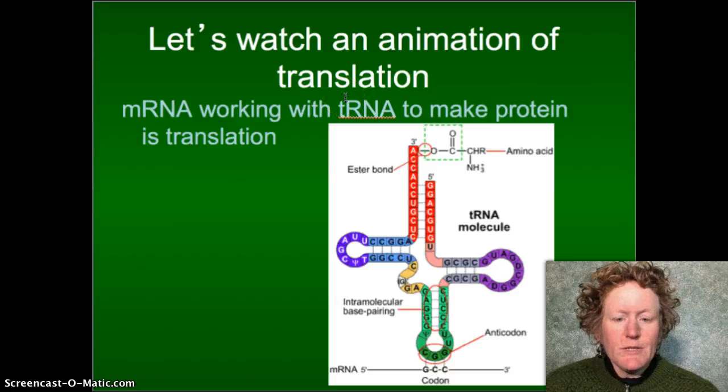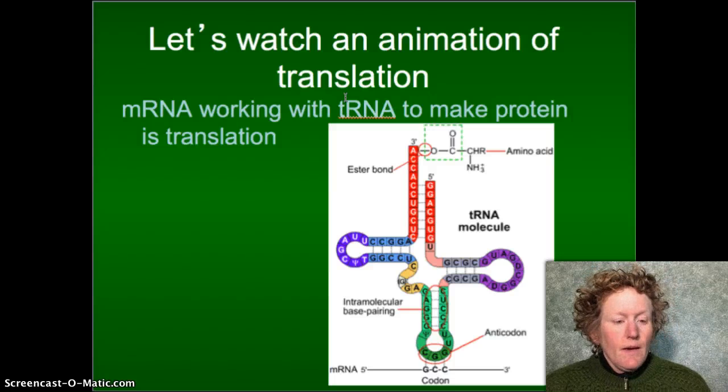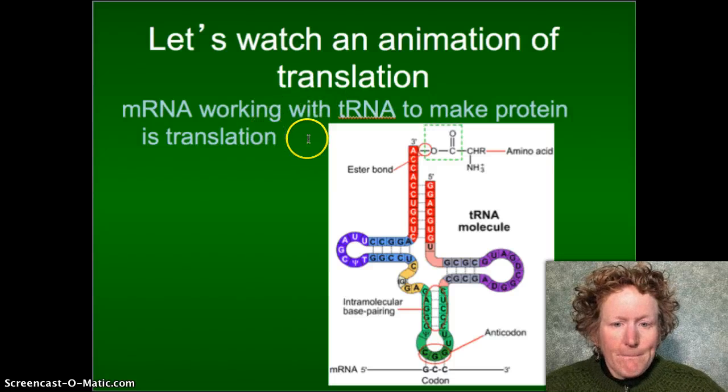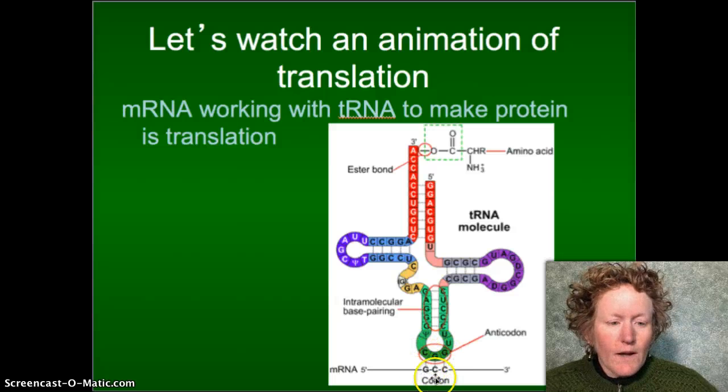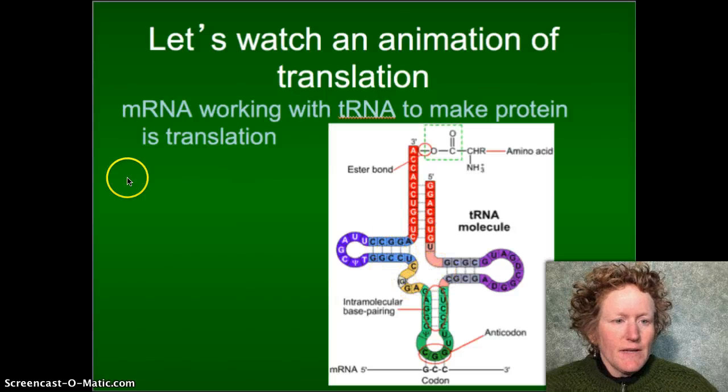We're not going to watch an animation of translation yet. We'll do that in another video, but I'll put the URL up in the notes if you want to see it. You can see the structure of tRNA here. It's RNA that's folded up on itself. And it has two important spots here: the anticodon, which reads the mRNA, and the area where the amino acid attaches here. This is the transfer RNA molecule, and it's kind of folded up on itself.